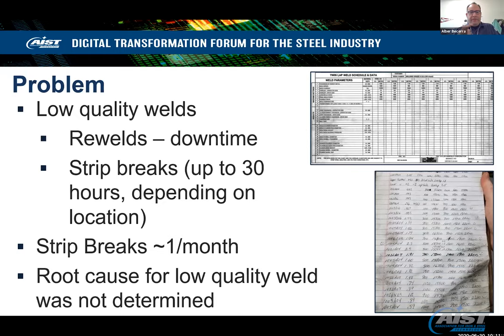If the strip breaks around the welder, we could solve the problem in less than 2 hours and be running again. But if the strip breaks inside the furnace, we need more than 30 hours, with a lot of people working, to start the line again. This is the worst case scenario, and it happened in the first years of operation. The statistics say we had one strip break per month, and some of them were inside the furnace. The root cause of the low quality welds had not been determined by that time.